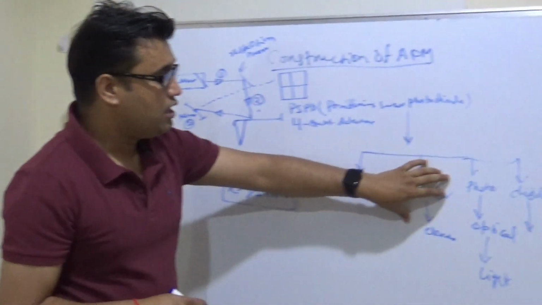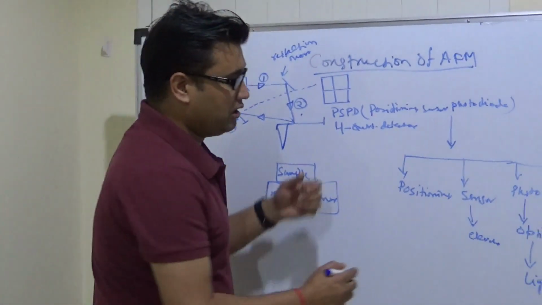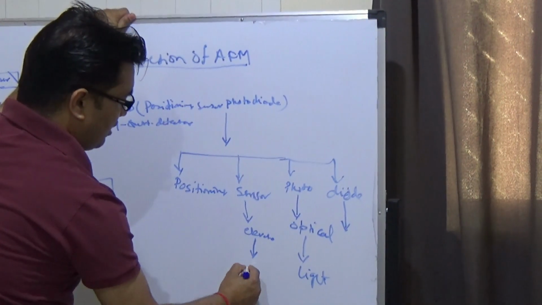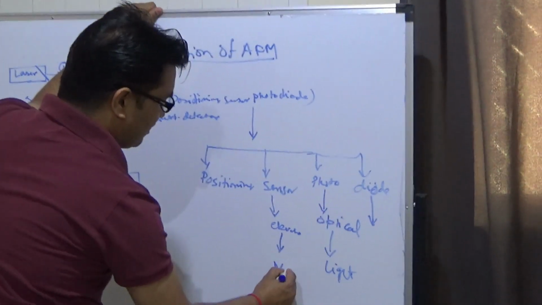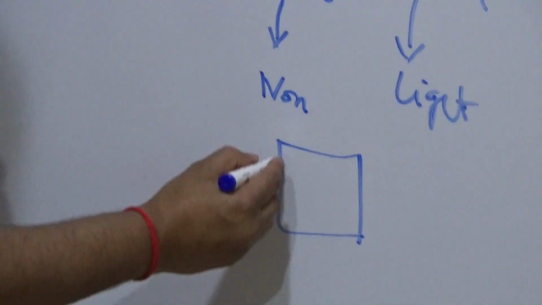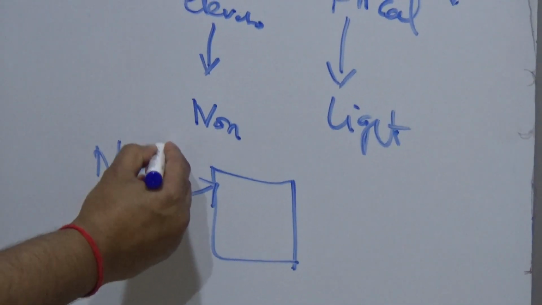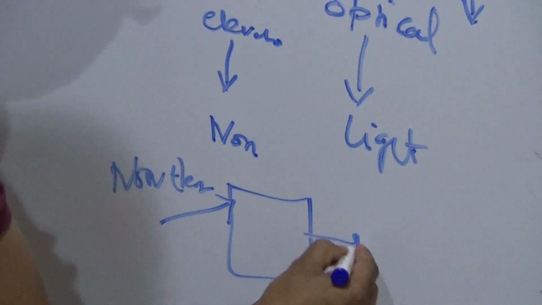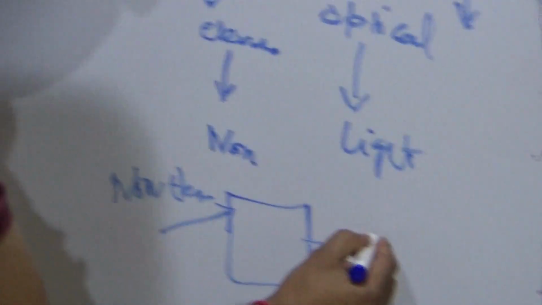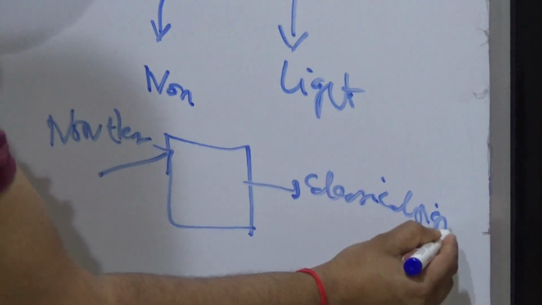In real life, sensor means there is no mechanical signal and no electrical signal. Sensor means like non-electrical to electrical. This is a non-electrical object and non-electrical signal converter, to an electronic signal. This is what we call a sensor.